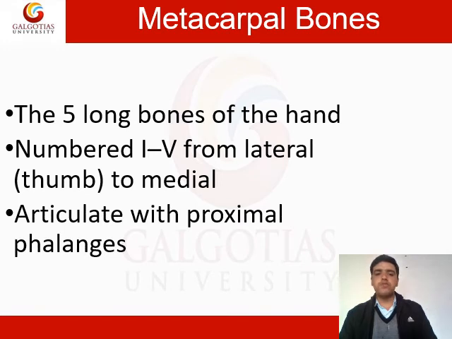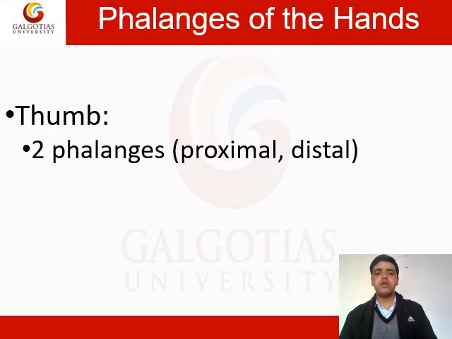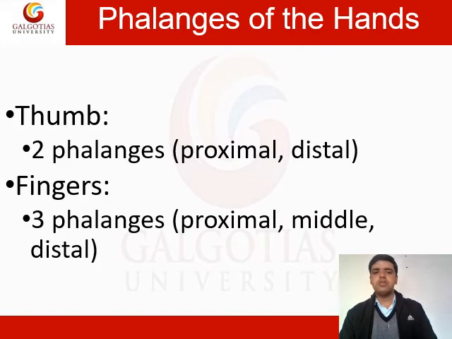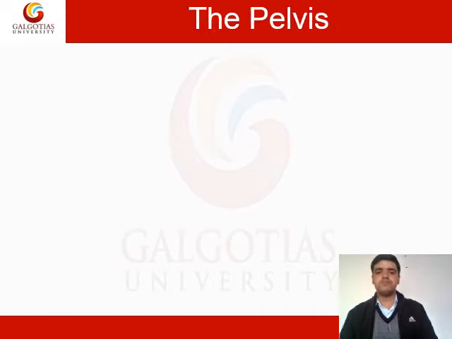It articulates with the proximal phalanges and forms the finger joint. The phalanges are 14 in total. We can further divide them into the thumb and the fingers. The thumb contains 2 bones, the proximal and distal phalanges. All the fingers in our hands contain 3 bones: the proximal phalanges, middle phalanges, and the distal phalanges.